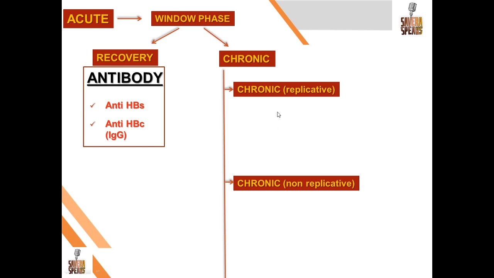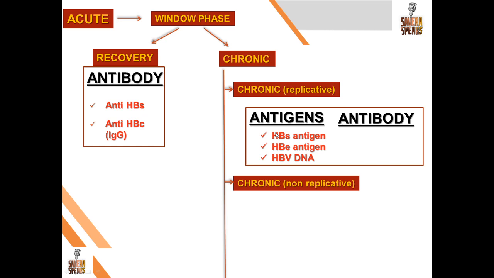In the replicative type, all the antigens will be positive, as they were positive in acute infection also, and the antibody will be IgG anti-HBc. So this is the only difference between chronic replicative and the acute, that is in acute it is IgM and in chronic replicative type it is IgG. Otherwise the antigens are the same, they are positive in chronic replicative as well as in the acute stage.